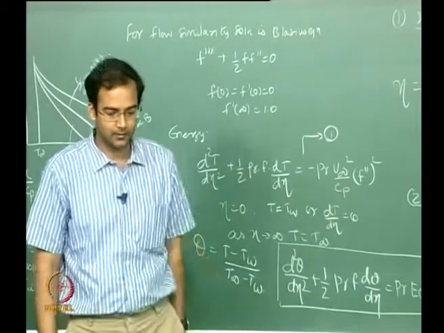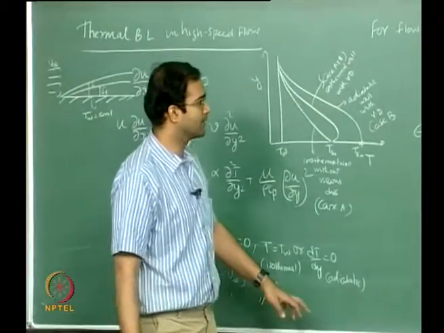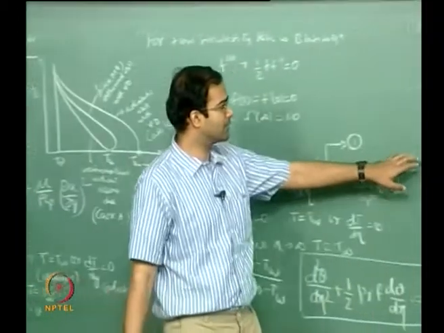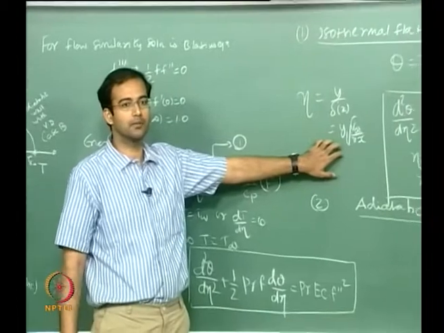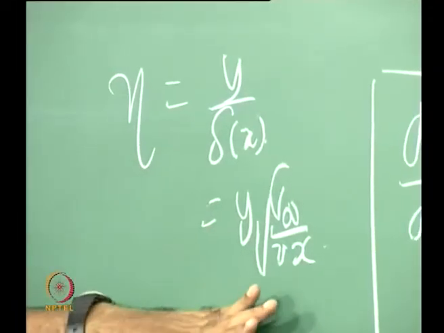So the energy equation doesn't care much about the eta. The same eta that you use for the momentum is still retained here. This is your boundary layer similarity variable, that's it.